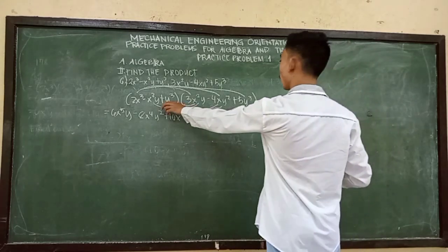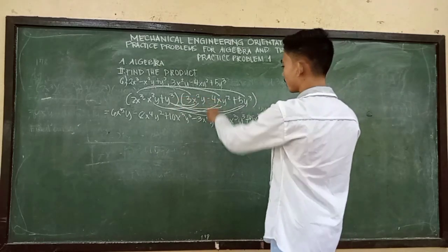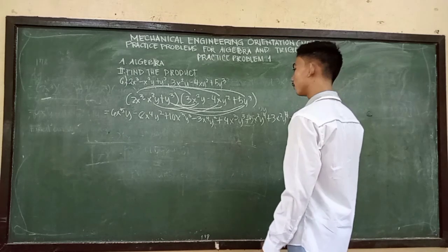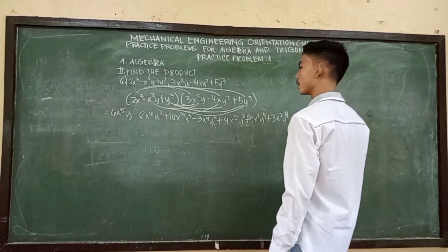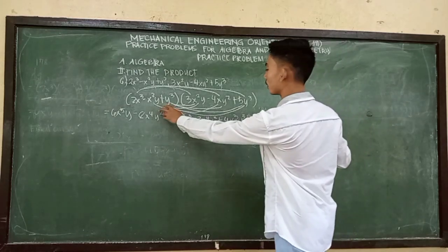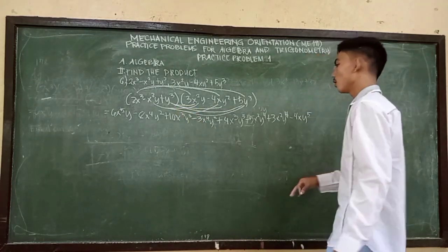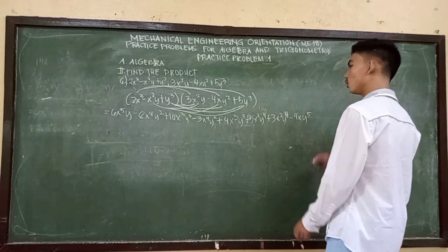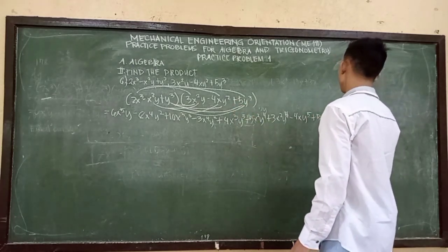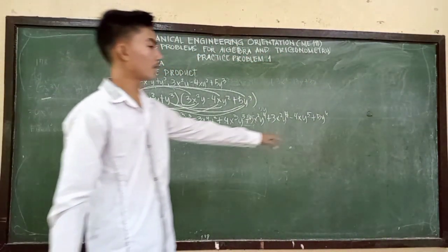And then y cubed times negative 4xy squared will give us negative 4x y to the fifth. And then lastly, y cubed times 5y cubed will give us positive 5y to the sixth power. Now all we have to do is combine like terms in this equation.